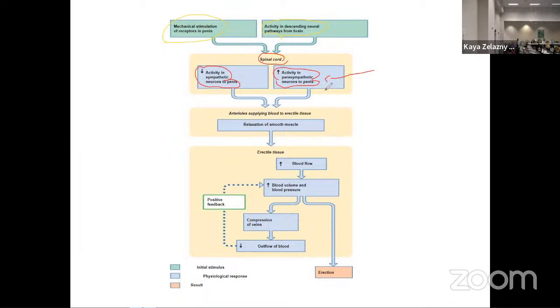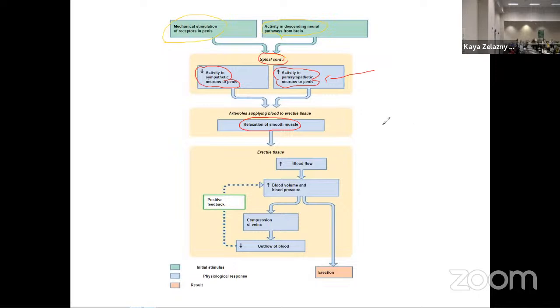And it's kind of special that the parasympathetic neurons in the penis themselves are going to be changing the smooth muscle of arterioles in the penis. Usually we saw that that was to do with sympathetics in other arterioles in the body, but in the penis, we have parasympathetic innervation to those arterioles. And what we're going to see is relaxation of smooth muscle, specifically in the arterioles in the erectile tissues in the penis.